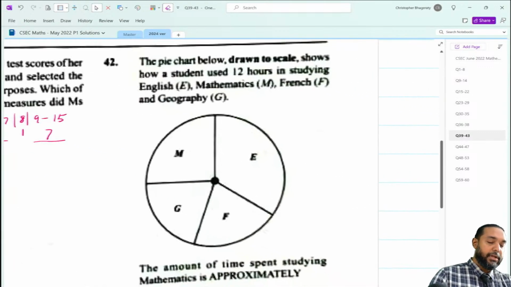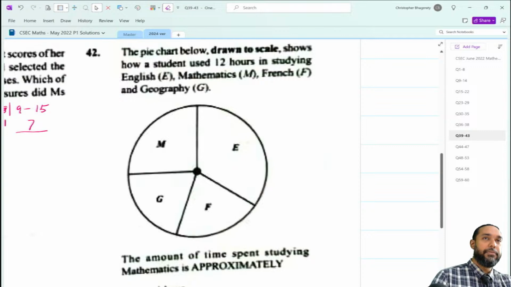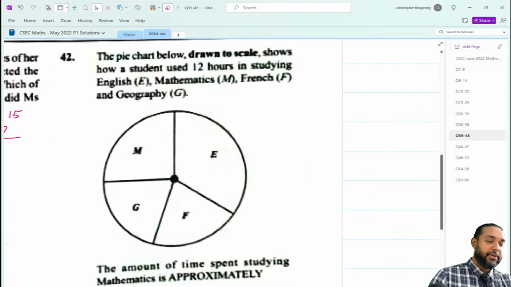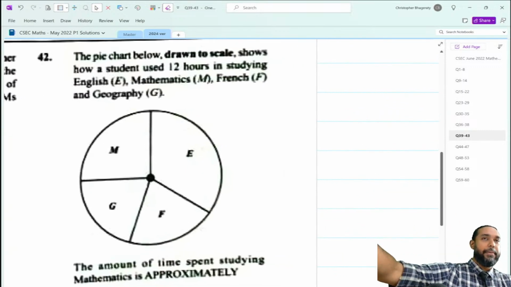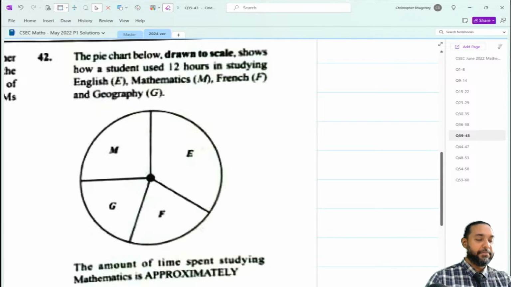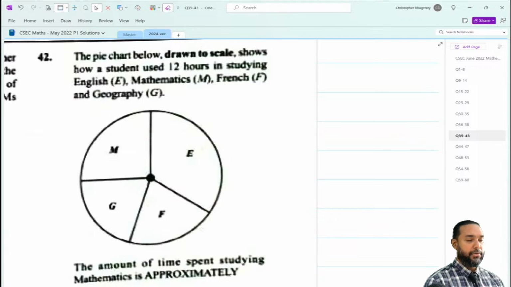42. Hey, look at this one from yesterday that sparked the whole rant. Actually, I had clipped that piece and put it up on TikTok. I think I sent it to you all last night. Right, the pie chart below, drawn to scale. Drawn to scale? It is? You all seen that, right? It says drawn to scale? Yeah. So you can measure this with, what do you call it, with a protractor and so on, all right?